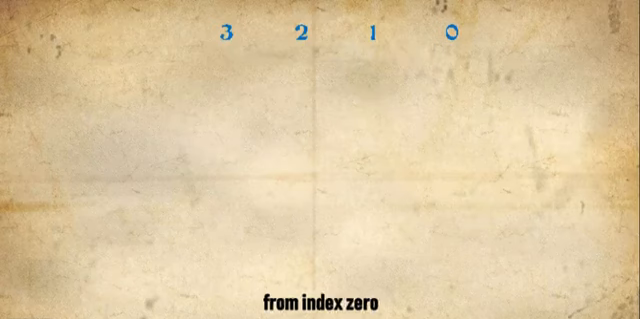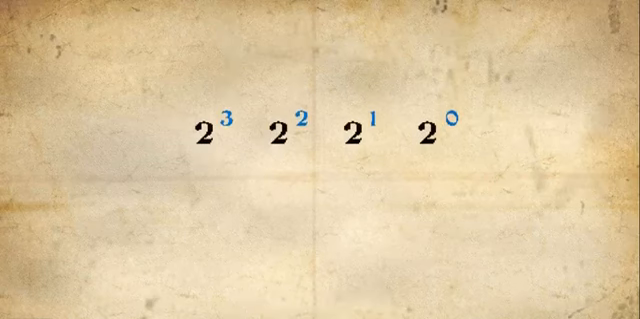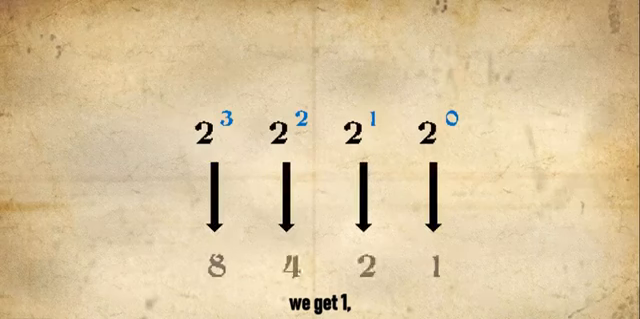So we start from index 0 from the right. Each position is allocated the base of 2 to the power of that index. So in this case, we get 1, 2, 4, and 8.